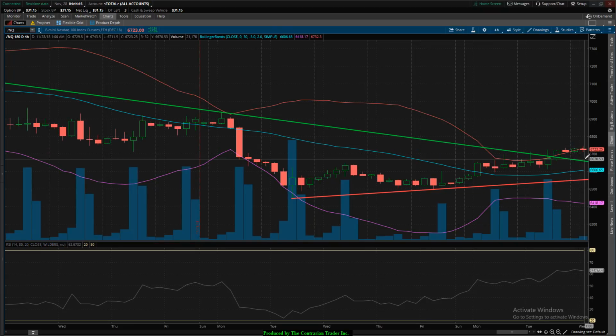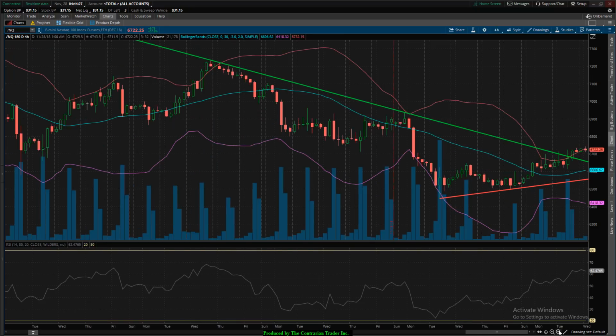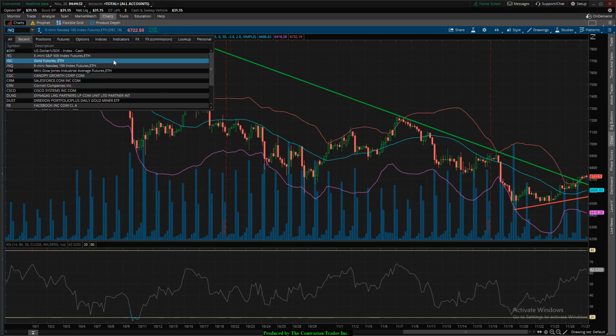We may get a pullback. That's fine. I think that a pullback can be bought on the Nasdaq. We're having a fairly good session this morning, up 0.16%. Remember the GDP report coming out later today, prior to the markets open.